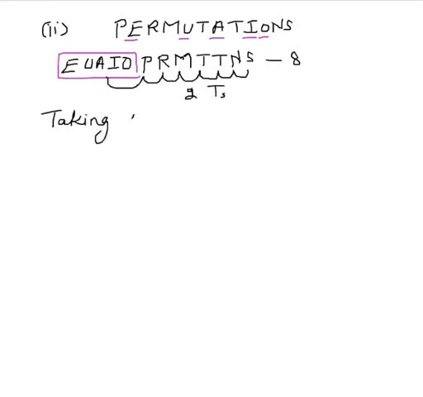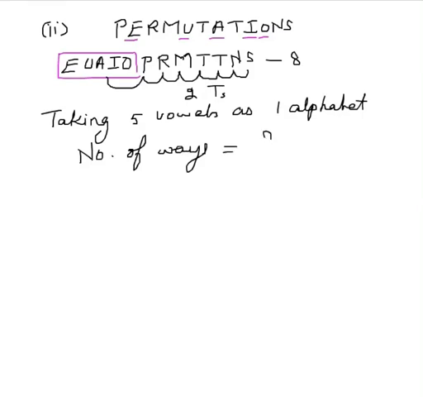Taking 5 vowels as one alphabet, number of ways is equal to 8 factorial by, for 2 T's you have to divide by 2 factorial. Now these vowels can be arranged among themselves in 5 factorial ways. Vowels should come together, but we can arrange among themselves. So many arrangements are there. How many arrangements are there among themselves? 5P5, which is 5 factorial.